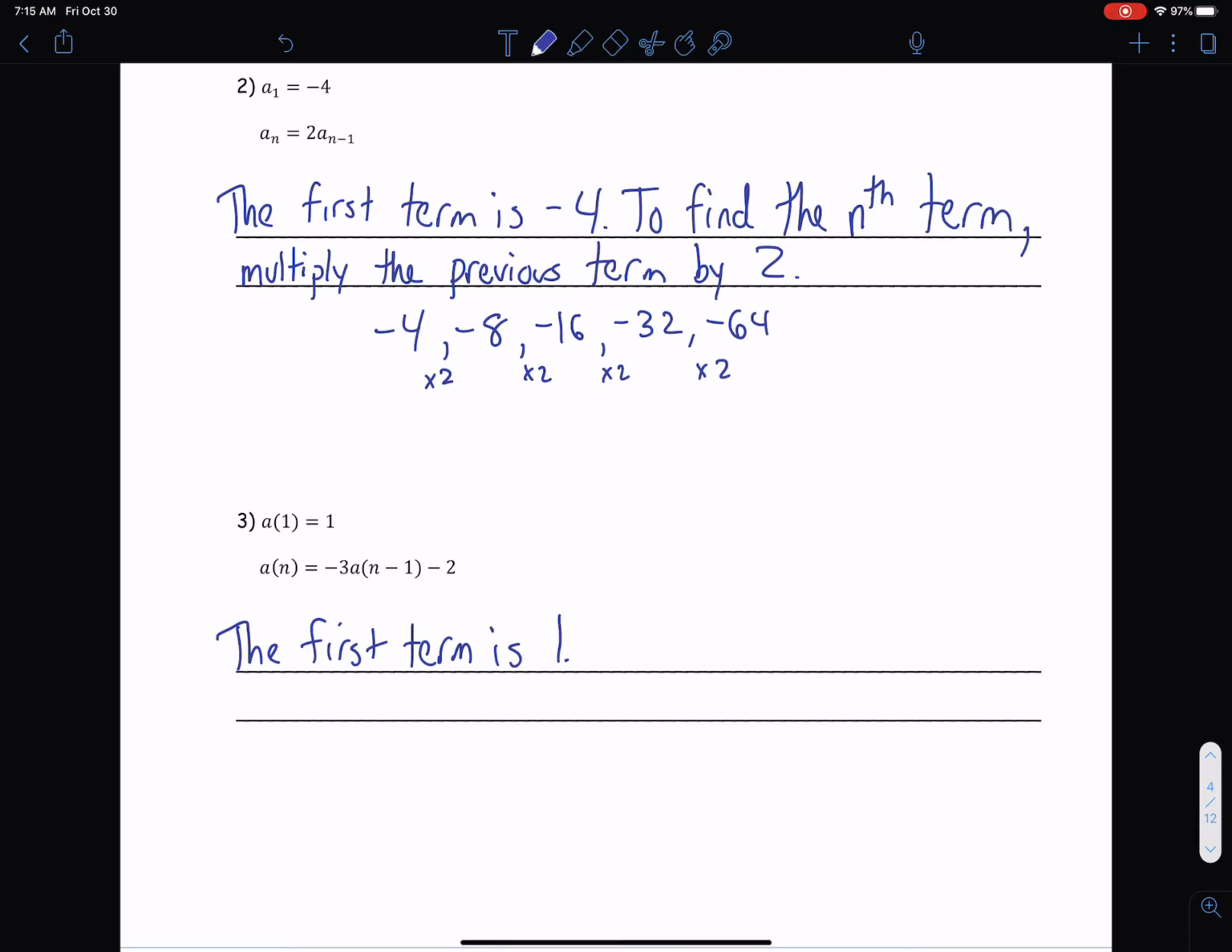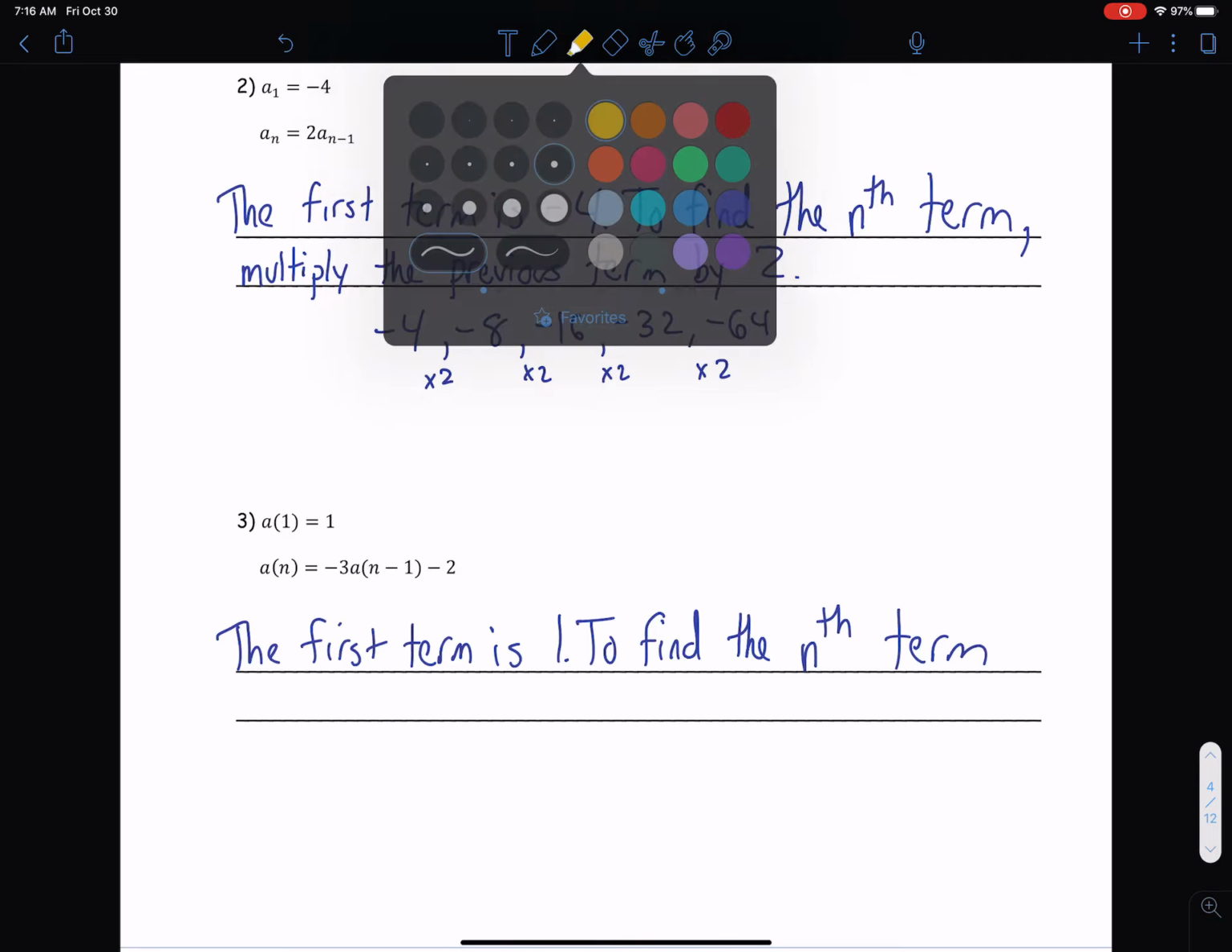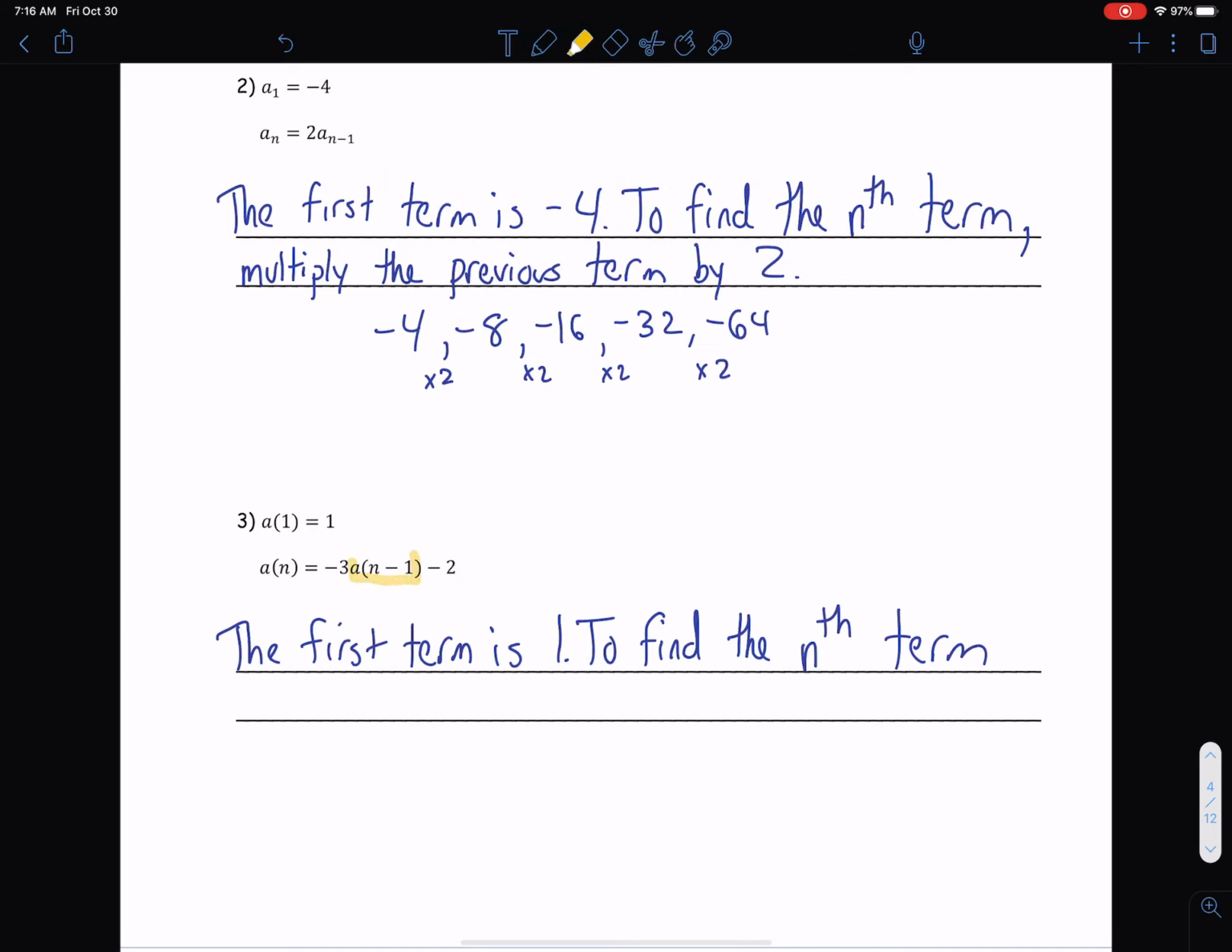And then we're always trying to find the next term or the nth term. So to find the nth term, what's happening here? Okay, so we have the previous term right here, a of n minus 1. And think PEMDAS, what do we have? What's happening to the previous term first? Well, we're multiplying by negative 3, and then we're subtracting by 2. So to find the nth term, we're taking the previous term, a of n minus 1, and multiplying by negative 3 first.